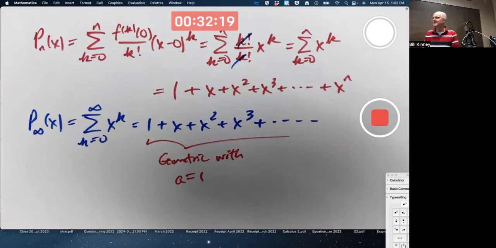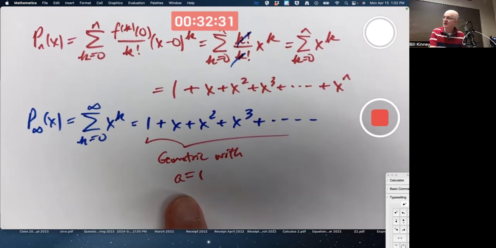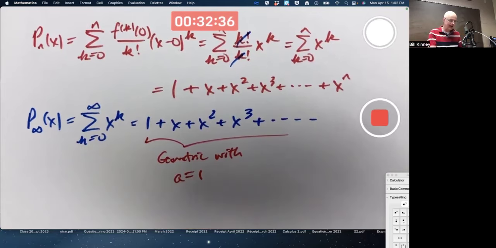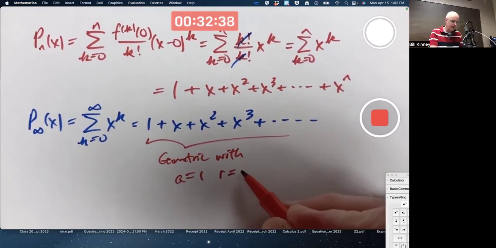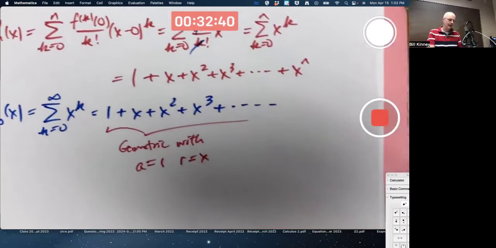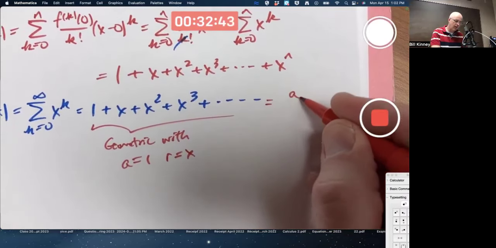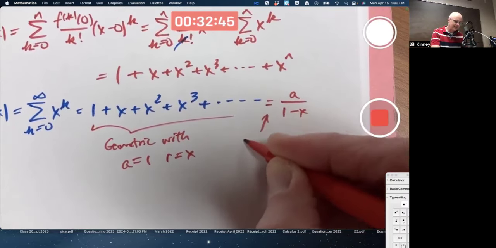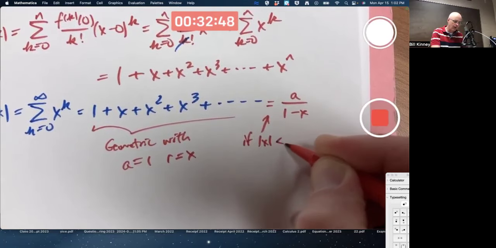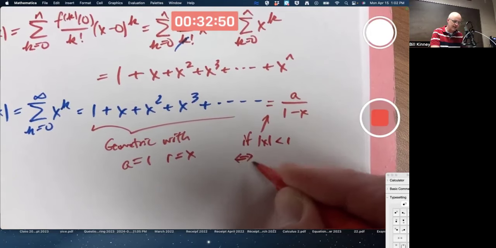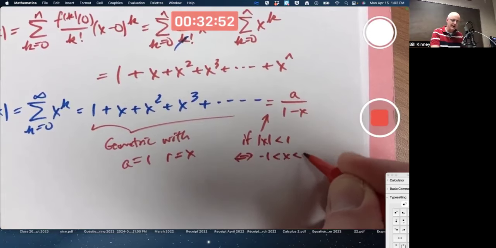So far today, the little a has represented where the series is centered, having terms that have powers of x minus a. But here, this a is the a for a geometric series, the leading term, 1 in this case, and the common ratio r equal to x. It converges to a over 1 minus r if the absolute value of r is less than 1, and always remind yourself that means r itself is between -1 and +1.